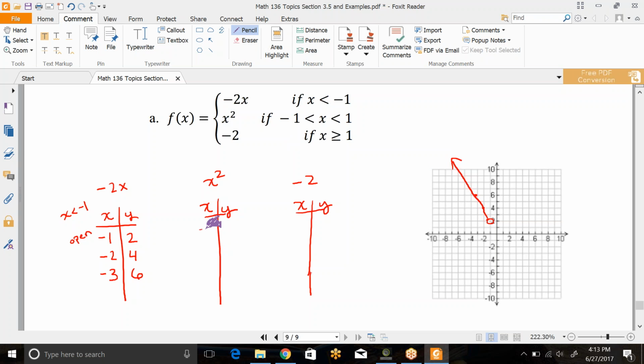X squared happens between -1 and 1, so we need to have all the points between -1 and 1, which is -1, 0, and 1. They're both going to be open on the endpoints because there's no equal to. But 0 is going to be just a regular point. So you don't put open circles in the middle of a graph. It's only going to be on the end of the points where the domains stop and start. And then -1 squared is 1, 0 squared is 0, 1 squared is 1. So -1, 1, open circle, 0, 0, 1, 1. So this is part of a parabola. And mine shouldn't be that close. My open circles are a little exaggerated so that you can see them.